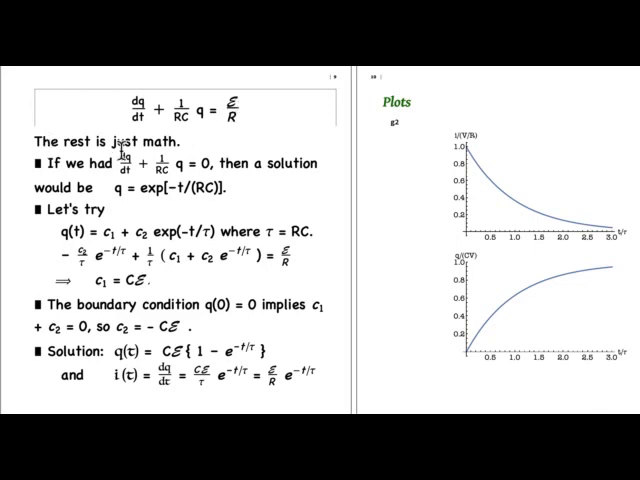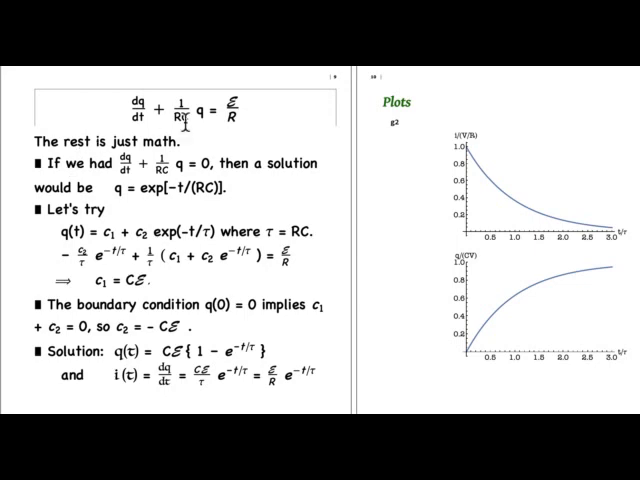Well, the rest is just math. We need to solve this differential equation. Now, it's a simple form of differential equation. It's called a linear differential equation, and there are various methods for solving differential equations like that. Let me just sort of work through this one step at a time.